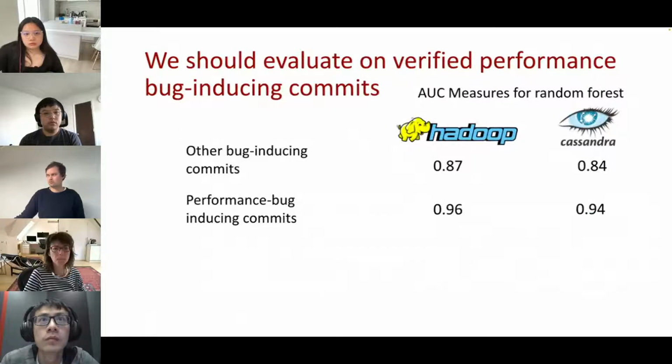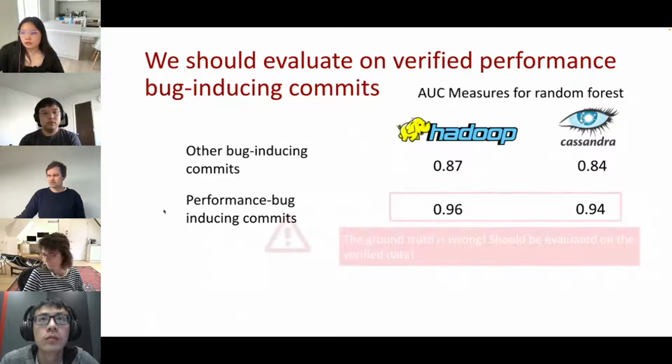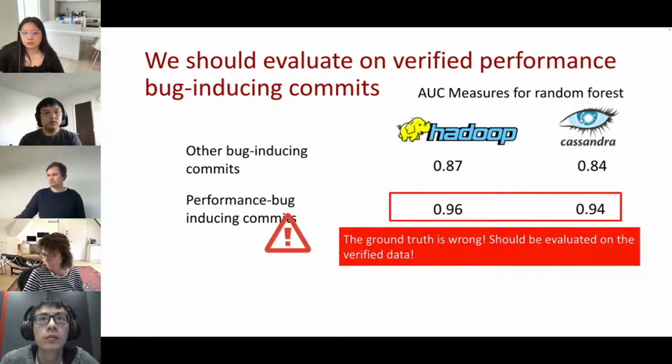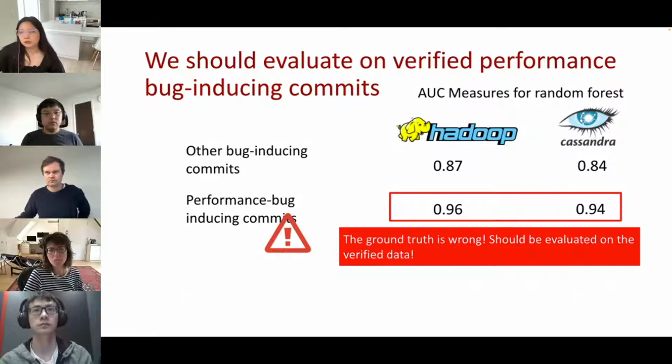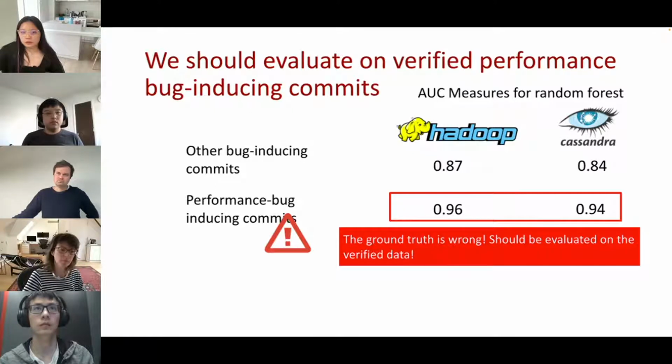And now we find that although the AUC score for performance bug-inducing commits is very high and much higher than for bug-inducing commits, we realized that the ground truth is wrong because we hadn't verified the performance data. And these are the details for the random forest. The values for other classifiers are included in the paper.